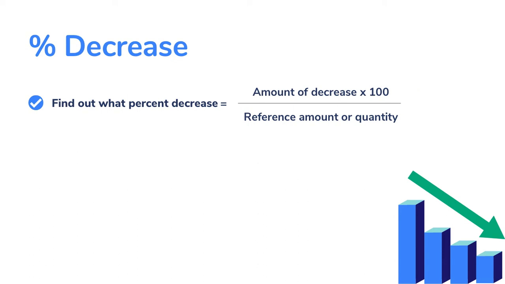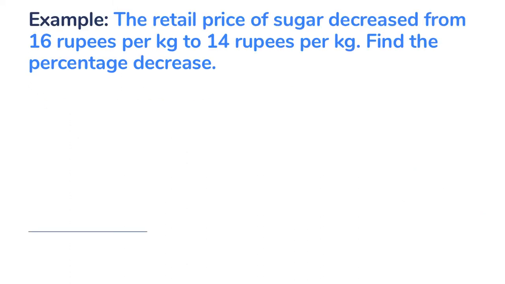We will do the same for decrease also. For decrease, first we will calculate the decrease amount, then divide by the reference value and multiply by 100. We will take an example, then you will get clarity. Our example says that the retail price of sugar decreased from 16 rupees per kg to 14 rupees per kg. Find the percentage decrease.